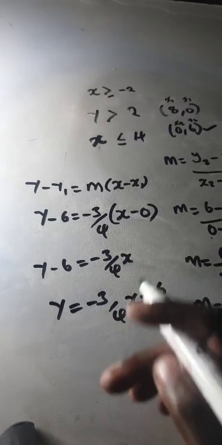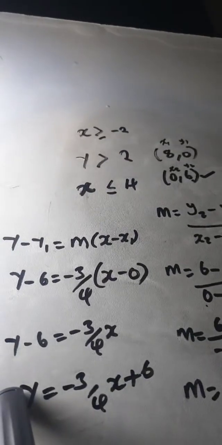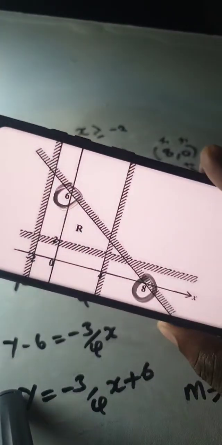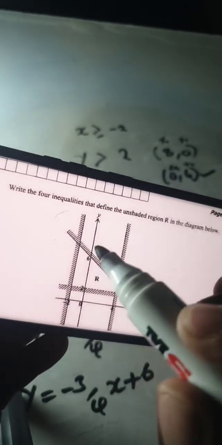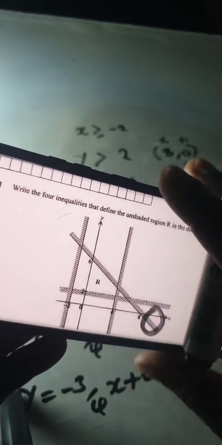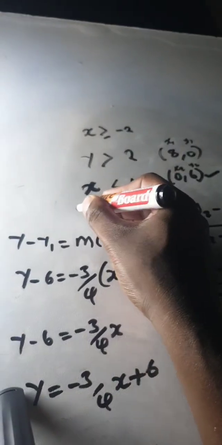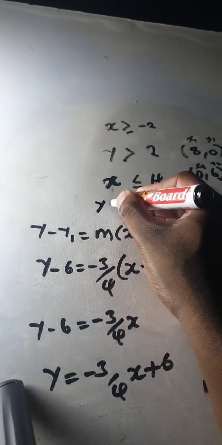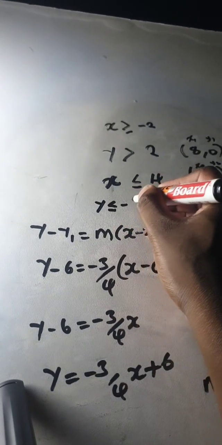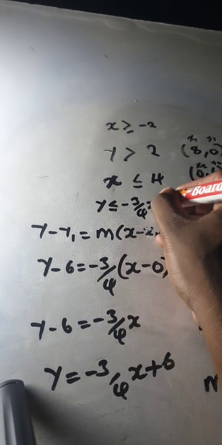Now, we need that equation, but we're talking about the inequality. So we're not going to use equals. Instead, we look at how they shaded this. So they shaded the up part, the greater part of y. They shaded the greater part, so we need the less part. Remember, it's unshaded. So the fourth inequality is y is less than or equal to negative 3 over 4x plus 6.